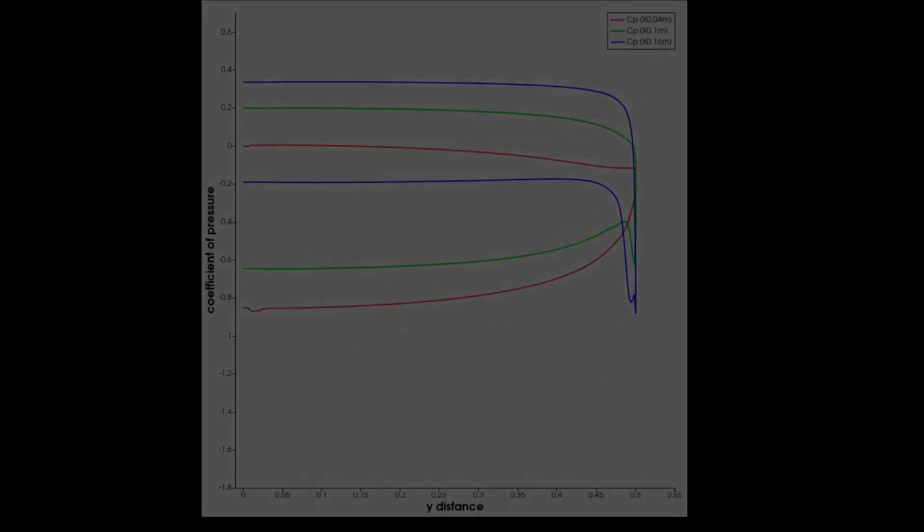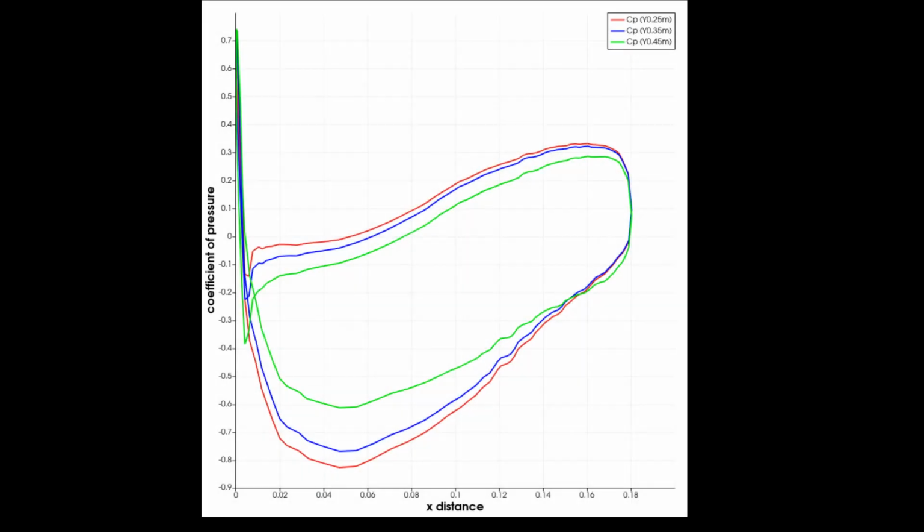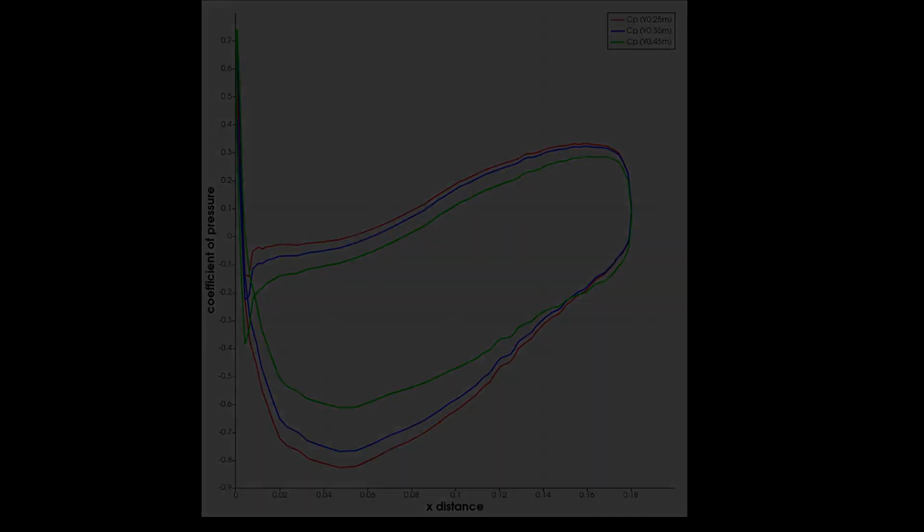Taking a coefficient of pressure plot spanwise shows how the pressure drops at the end. With a chord length of 180 mm, the line plot at 0.16 meters is near the trailing edge. Similarly, along the chord profile, changes illustrate both the upper and lower sections of the wing leak pressure. The area in the plot represents the pressure difference along the chord, thus the less area, the less lift, shown by the line plot at 0.45 meters, which is closest to the spanwise length of 0.5 meters.